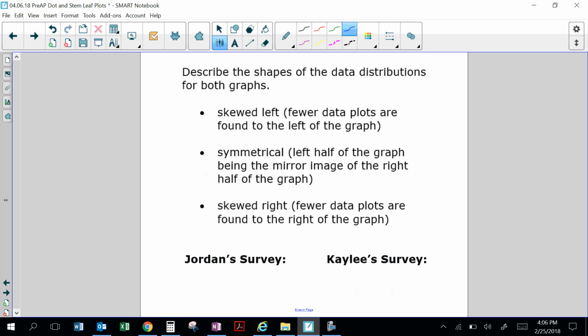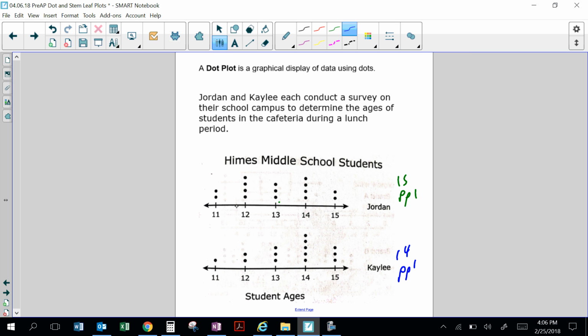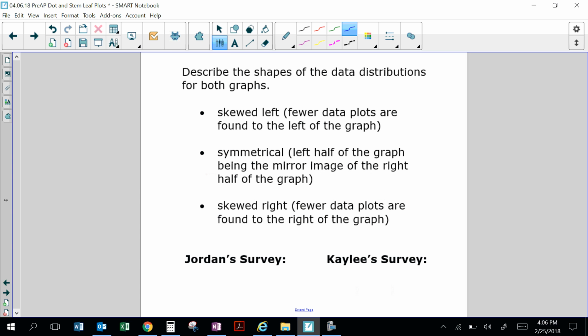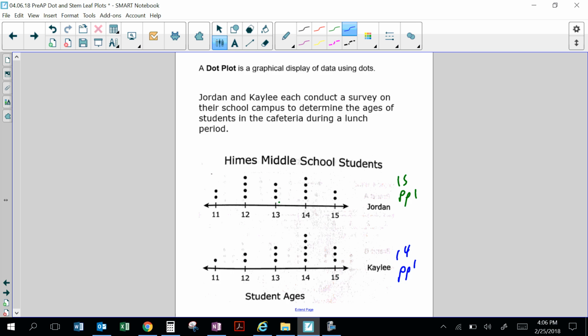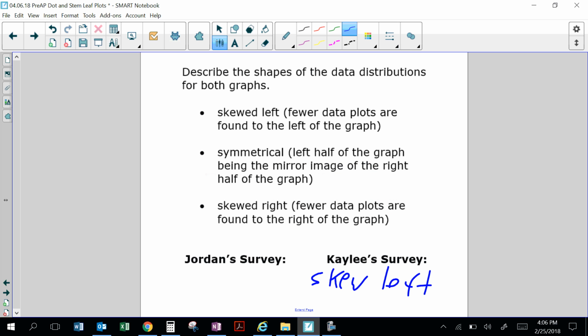So describe the shapes of the data. When it says skew left, that means fewer data points are found to the left of the graph. Oh, there's hardly any data on the left side. So that means Kaylee is skewed more to the left. Symmetrical: the left half of the graph mirrors the right half. Does the left side kind of look like the right side? Yeah, it's like a U. Yes, so that's symmetrical.